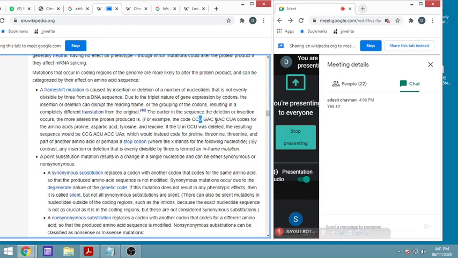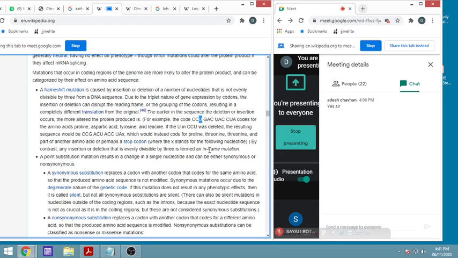The frame which should be CCU, GAC, UAC has changed to CCG, ACU, AAC, ACC, UAX, and the amino acid sequence will change. Instead of proline, aspartic acid, tyrosine and leucine, it will code for other amino acids. And sometimes it can also make a stop codon. Because of that, the protein will have a much different structure, a much shorter structure if a stop codon comes in between. So this is the impact of the frame shift mutation.